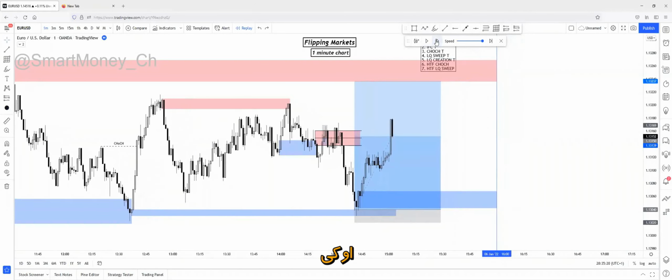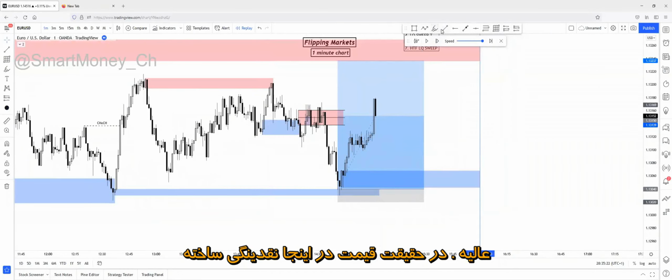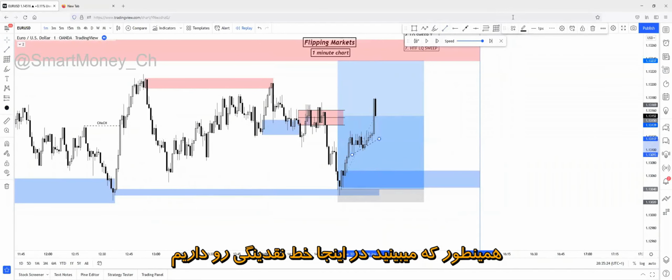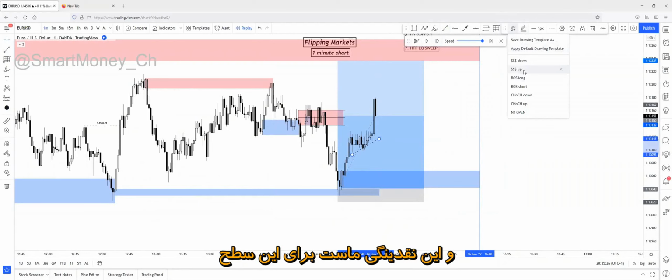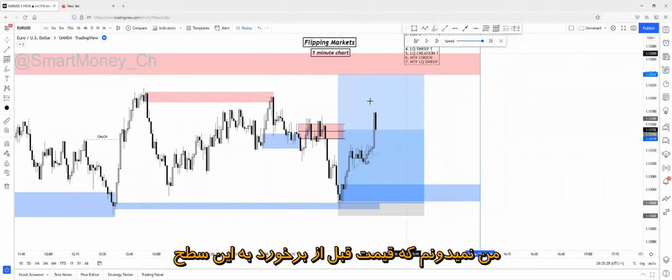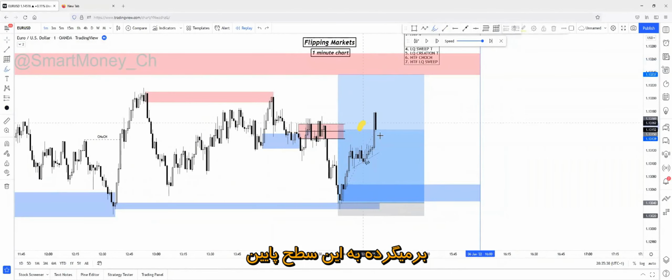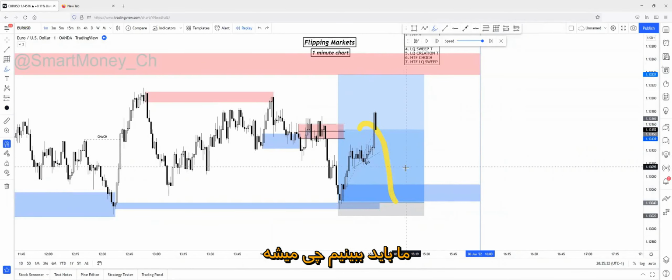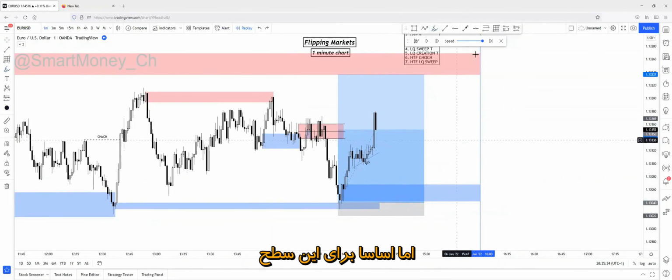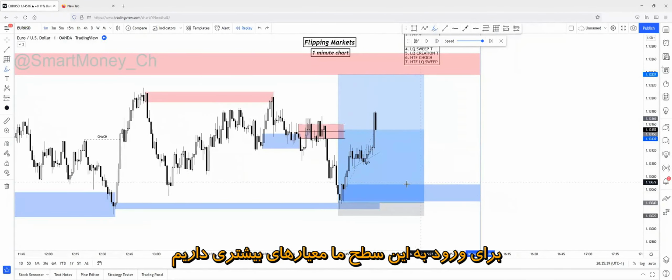Okay, perfect. Actually, price created liquidity. As you can see, here's a liquidity line. This is our liquidity for the zone. Okay, I don't know if price will tap this zone before it reverses back down to this zone. We will have to see what happens. But basically, for this entry zone, we have more criteria.